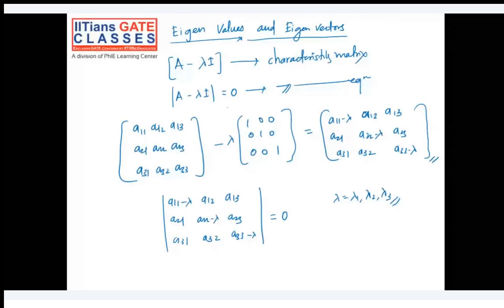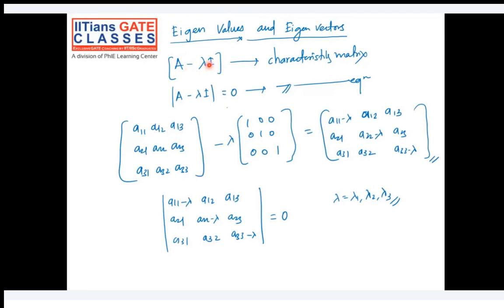If a matrix A is given, in order to calculate the eigenvalues and eigenvectors, we first have to understand what is characteristic matrix and what is characteristic equation. The matrix A minus lambda times identity matrix is called the characteristic matrix. Write down: a matrix A minus lambda times identity matrix is called the characteristic matrix.